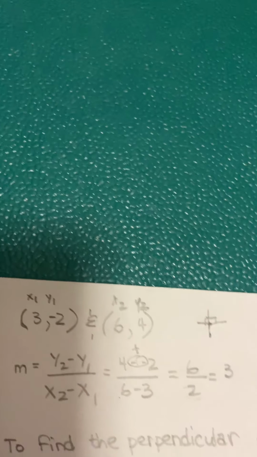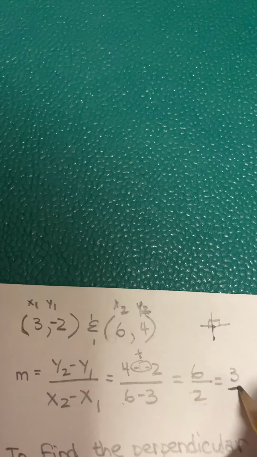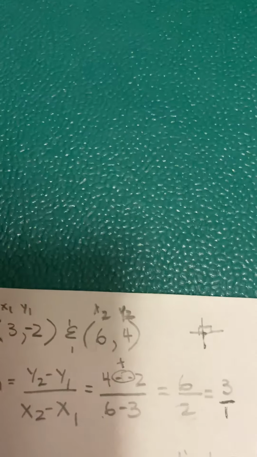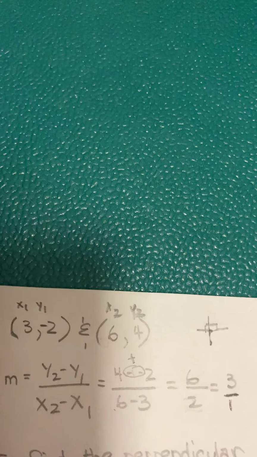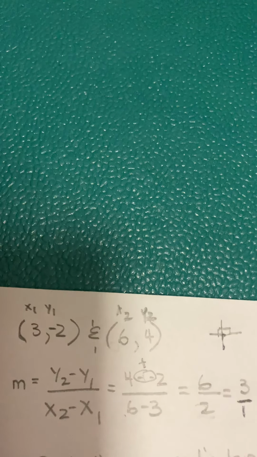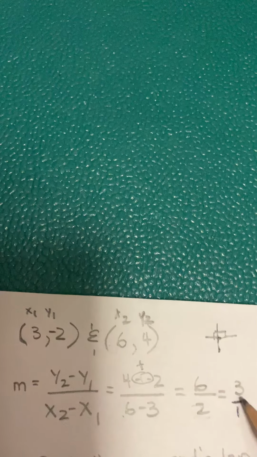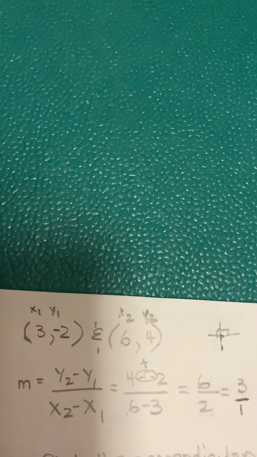But remember that all whole numbers are over the number 1, okay? So we need it in fraction form when it's a whole number, because when we look at slopes, they're in fractions. So that means that it's rising 3 and going to the right 1.